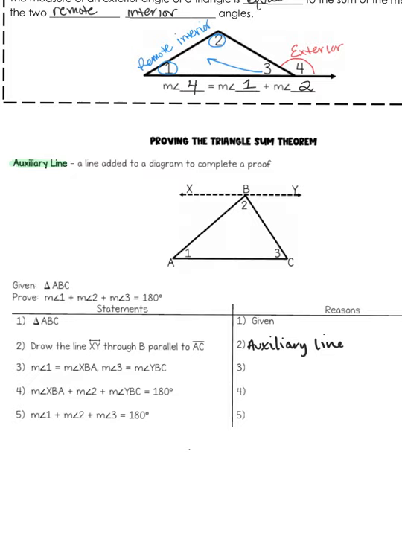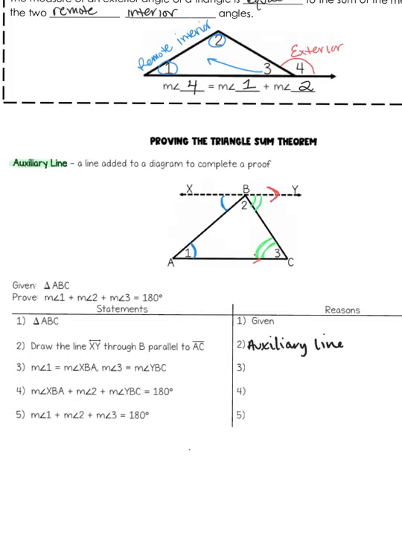On my diagram, I just created these lines so that they are parallel. So I'm going to draw that information on here. I know these lines are parallel. Statement 3 says the measure of angle 1, this one right here, is equal to the measure of angle XBA. So that would be this one. It also says the measure of angle 3, this one right here, is equal to the measure of angle YBC, this one.